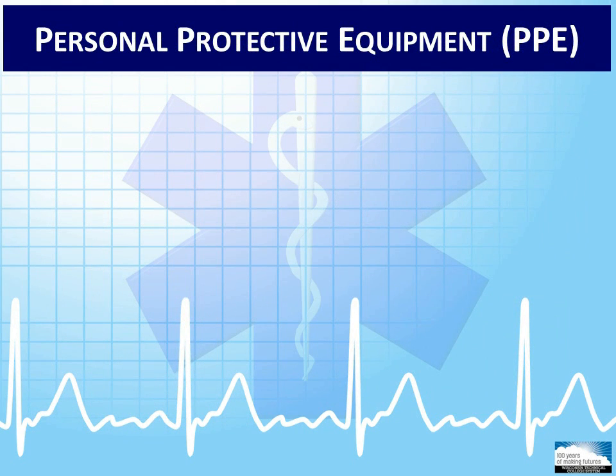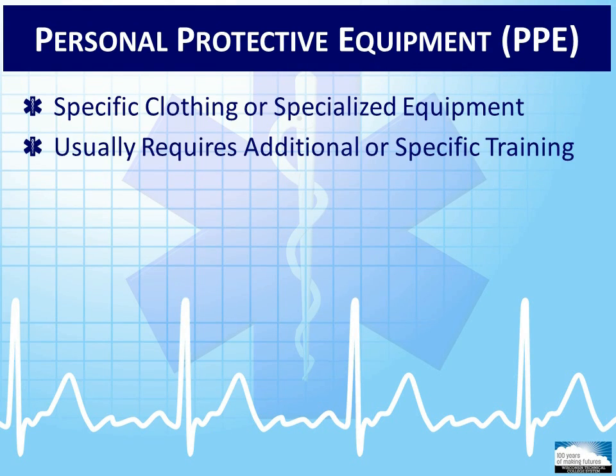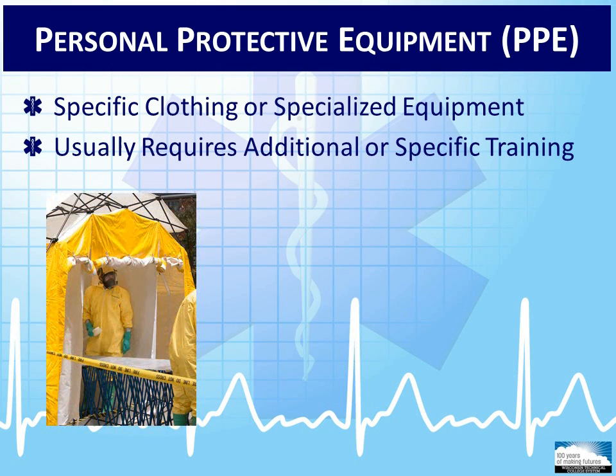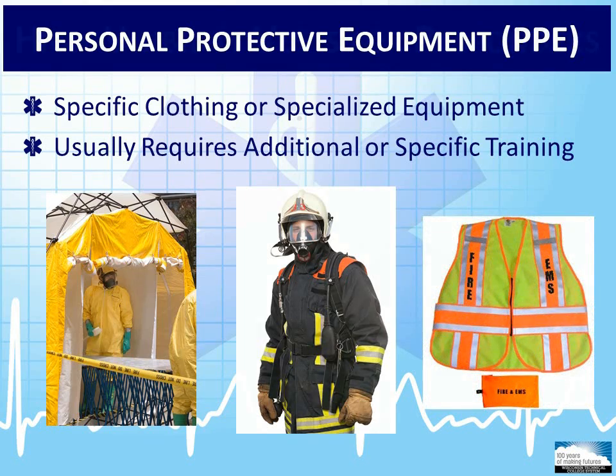Personal protective equipment, PPE, is an extension of body substance isolation, BSI. PPE includes specific clothing or specialized equipment that provides protection to the wearer from substances that may pose a health risk or safety risk. PPE is utilized based on the potential hazard and may require specialized training to employ correctly. Some examples of PPE are helmets, steel-toe boots, self-contained breathing apparatus, leather gloves, utility gloves, heat-resistant outerwear such as firefighting turnout gear, and high-visibility vests.